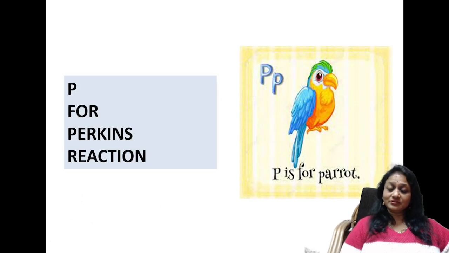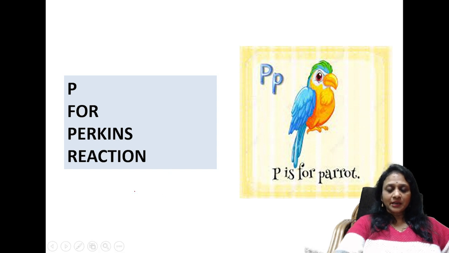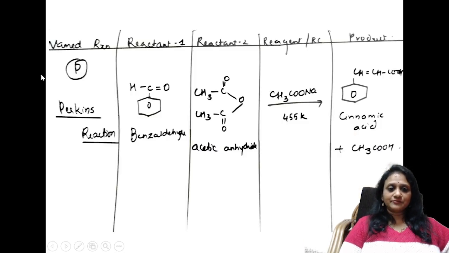The next reaction: you don't have anything of N, but let us come to NOP. P stands for parrot, as we have learned in LKG. Now, P stands for Perkin reaction. Very important reaction, students. In Perkin reaction, I have divided the columns into 5 different parts. And as we have mentioned, in Perkin reaction, it's a conversion of benzaldehyde into cinnamic acid. So this particular chart will help you in learning the conversions also.